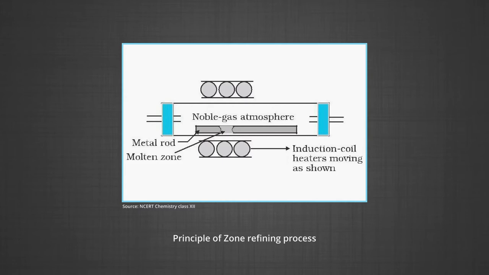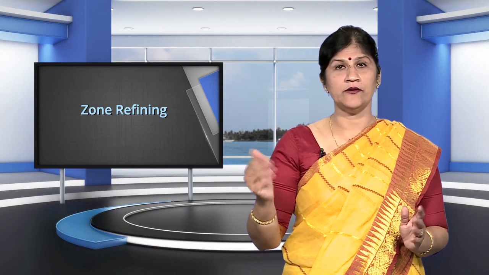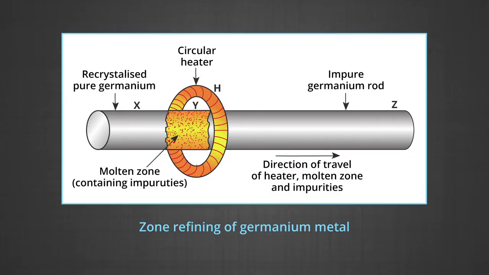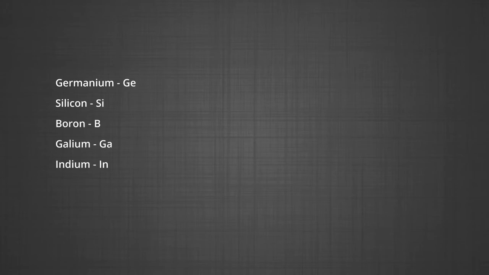As the heater moves forward, the pure metal crystallizes out of the melt and the impurities pass into the adjacent molten zone. The process is repeated several times and the heater is moved in the same direction. At one end, impurities get concentrated and that end is cut off. This method is very useful for producing semiconductor and other metals of very high purity, for example, germanium, silicon, boron, gallium and indium.